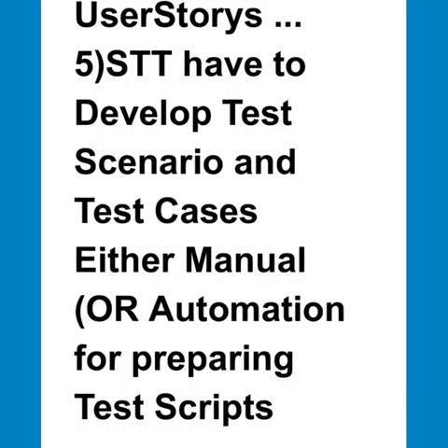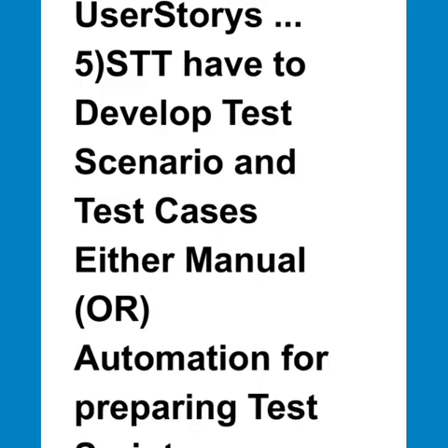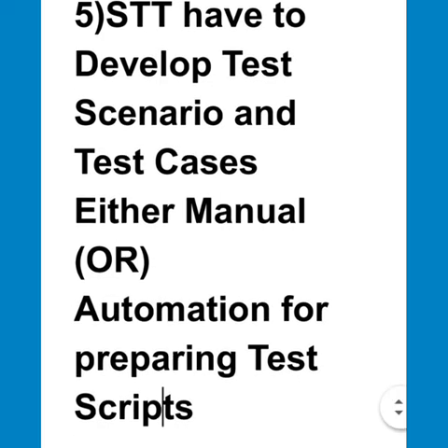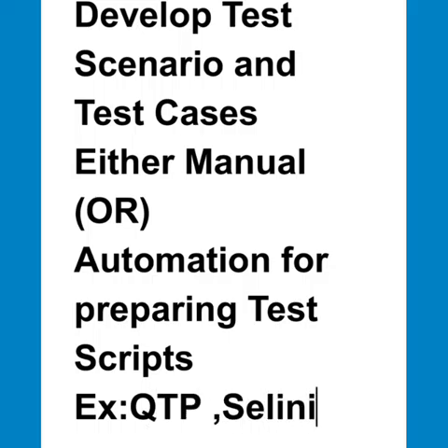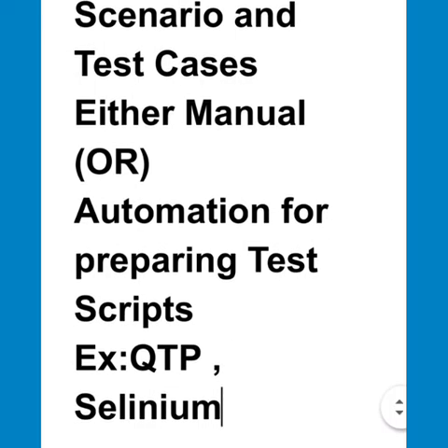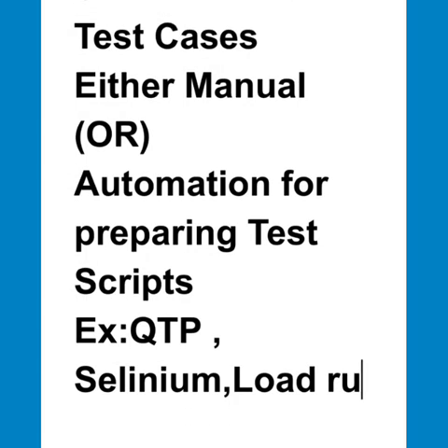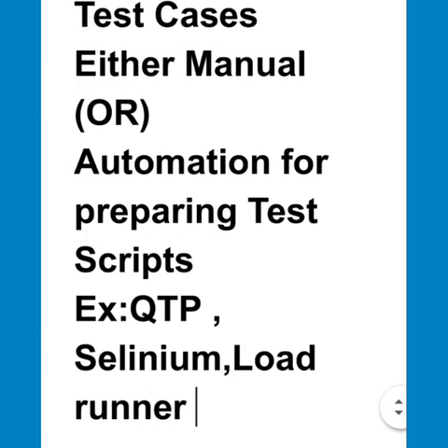Manual or automation will be specified by the Scrum Master and PO only. Based on that we need to prepare the test scripts. Suppose it is automation, then in the current market there are some tools like QTP, Selenium, LoadRunner, like many tools. Among those tools, the tool will also be specified by the PO.